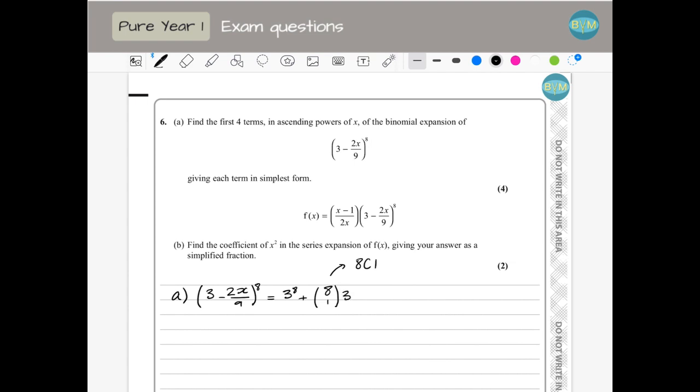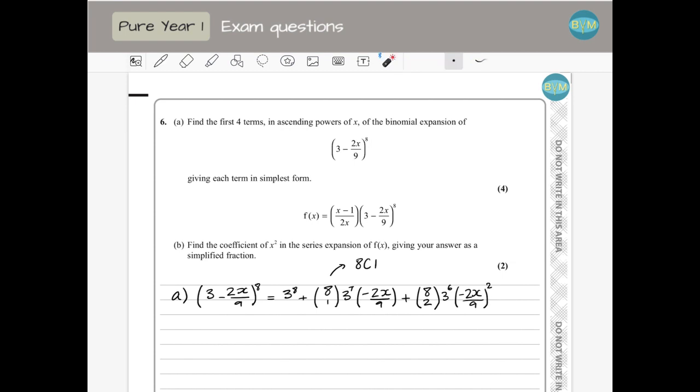Then I have 3 to one degree less, so 7. And the whole thing that I have here, together with the sign, if it's a minus, so minus 2x divided by 9 to the power of 1. These two exponents always add up the same, and they add up to 8. Then I have 8 choose 2, 3 to the power of 1 less, and this one to the power of 1 more, so squared in this case.